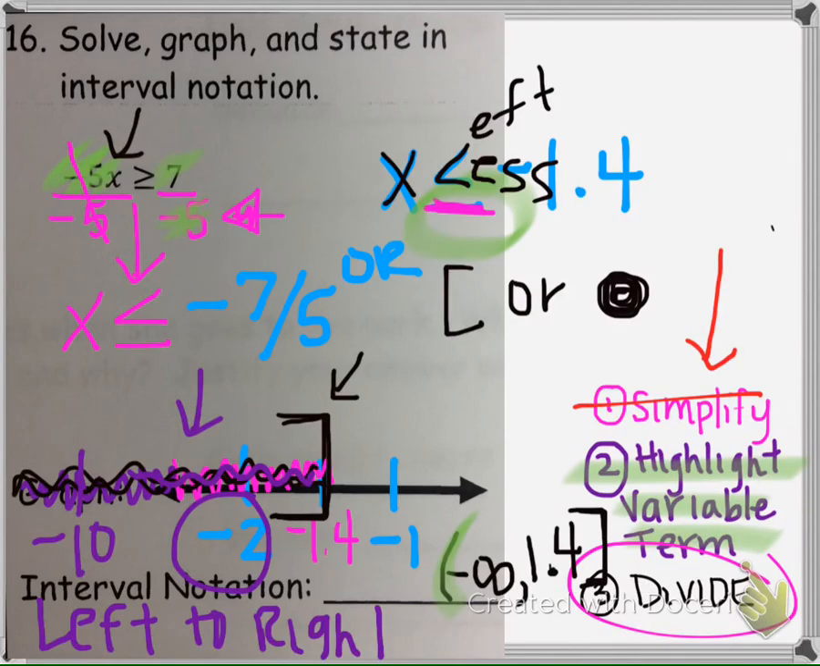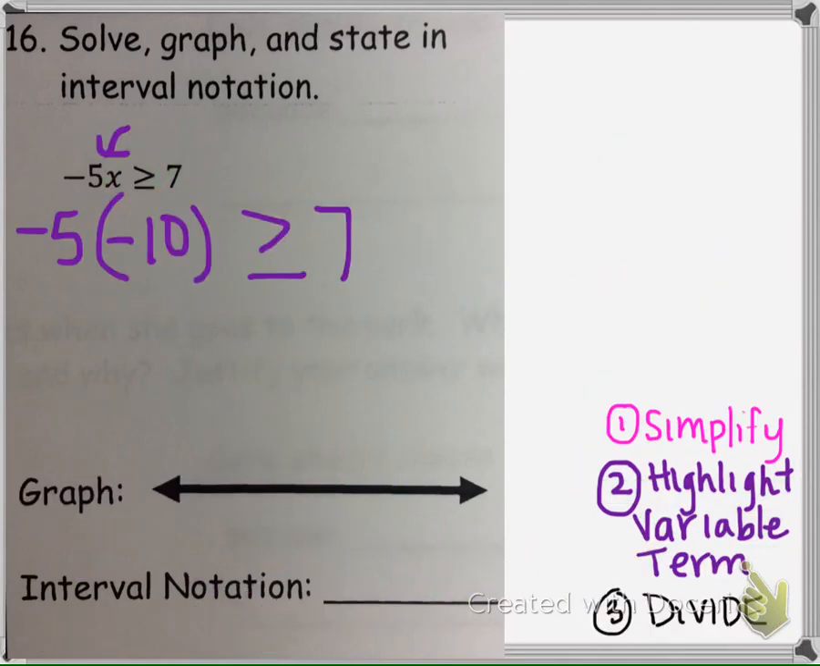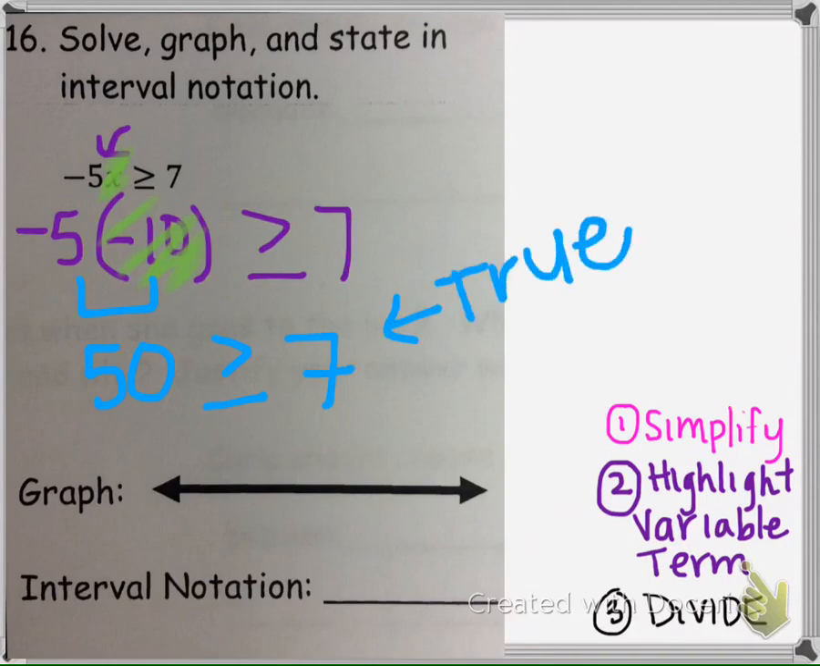So again, pick any number over here in the shaded region, plug it in here for x. I took out the x and plugged in a number in the shaded region, and then I'm going to multiply because that's what -5x means, and we would get 50, which we read, and this is true. So that is how we also know we shaded the right side of the graph, because 50 is bigger than 7.